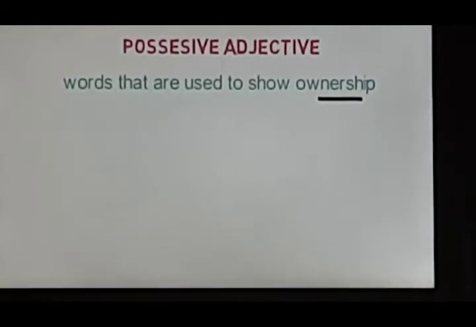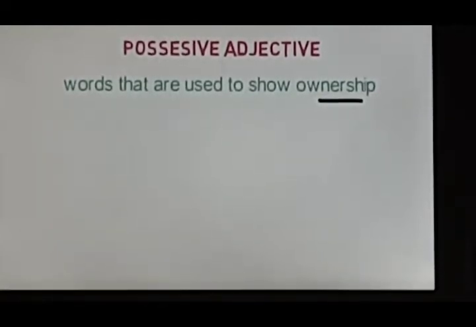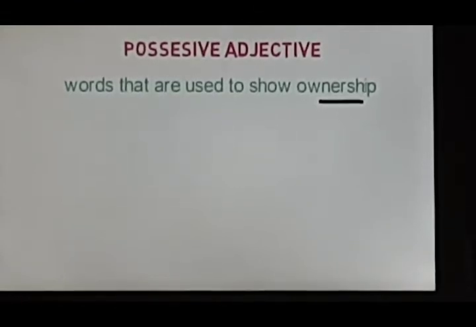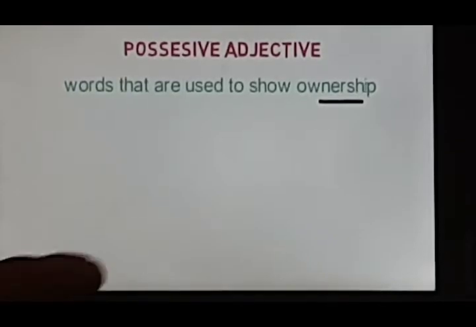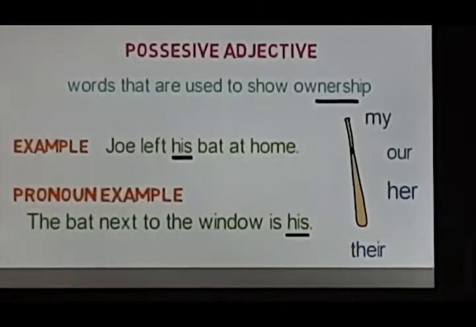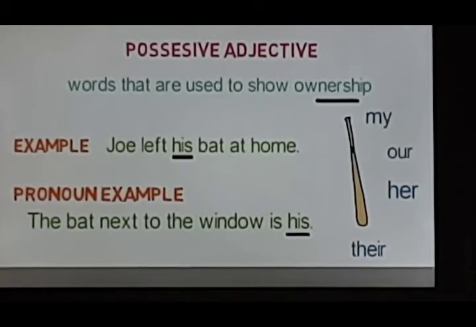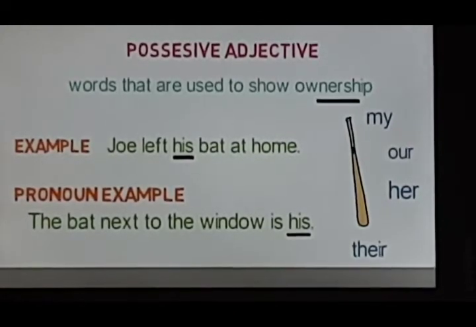Possessive, as you know, they tell us about the ownership of some noun, and they tell us the answer of whose. So possessive adjectives are words that are used to show ownership. Joe left his bat at home. Other examples are my, our, her, their.